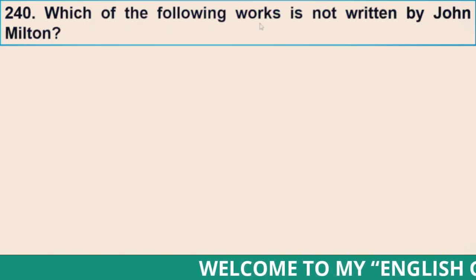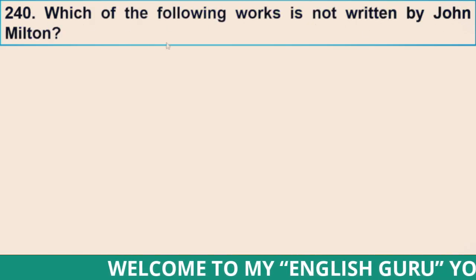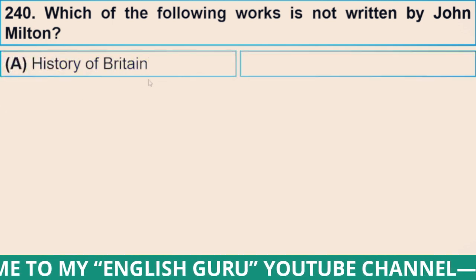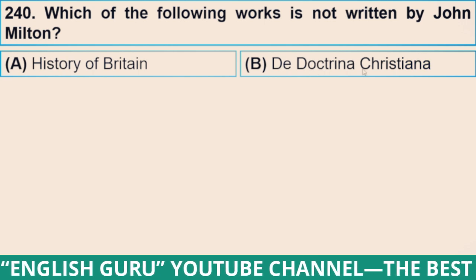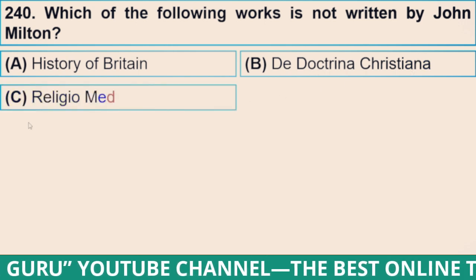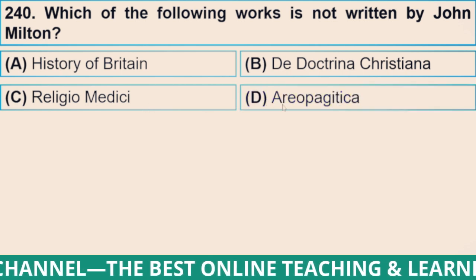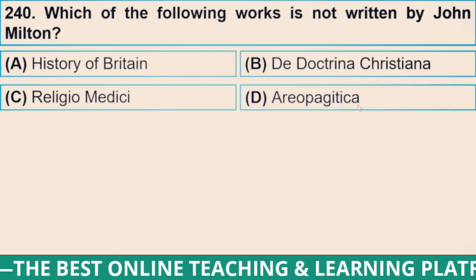Which of the following works is not written by John Milton? Option A, History of Britain. Option B, De Doctrina Christiana. Option C, Religio Medici. And option D, Areopagitica. Let me explain it.